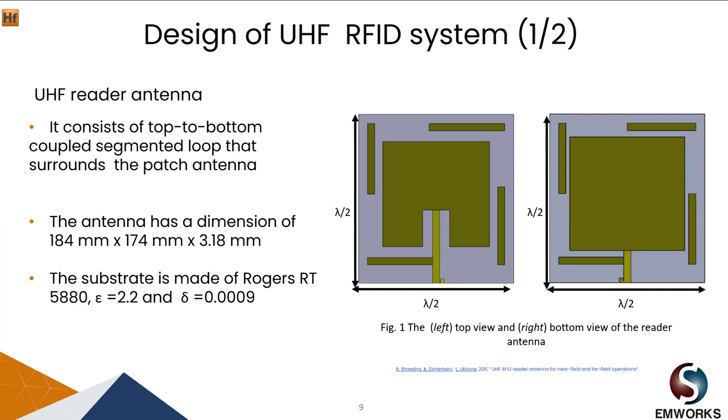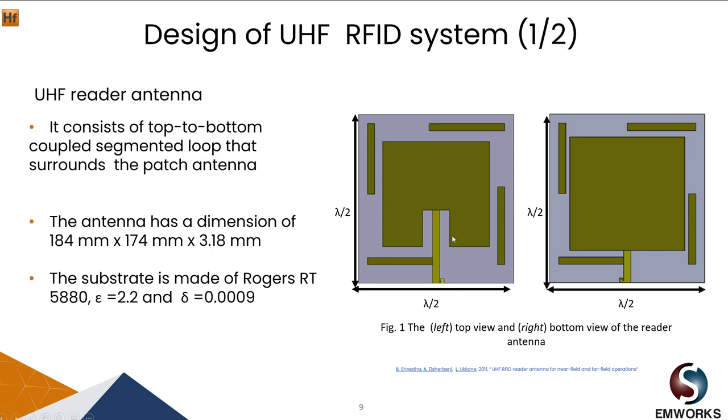Alright, so now let's talk about the RFID system. This is the UHF reader antenna, and it has a segmented loop antenna on both sides of the substrate. The substrate is made of Rogers 5850 with permittivity 2.2 and loss tangent of 0.009.